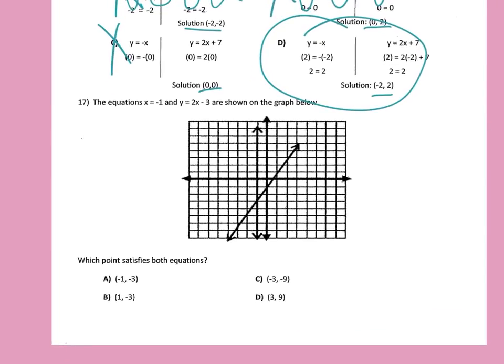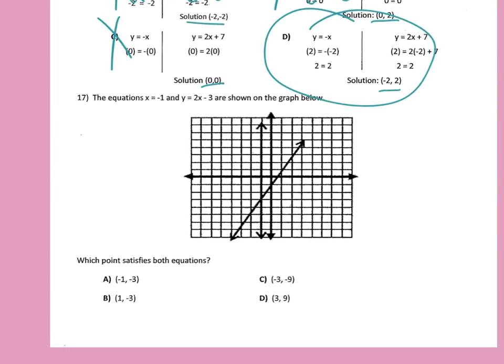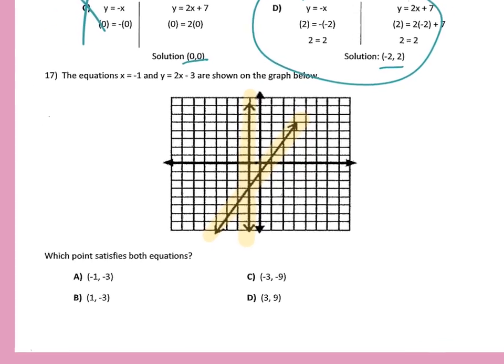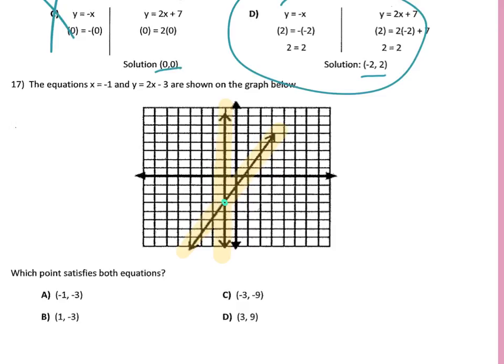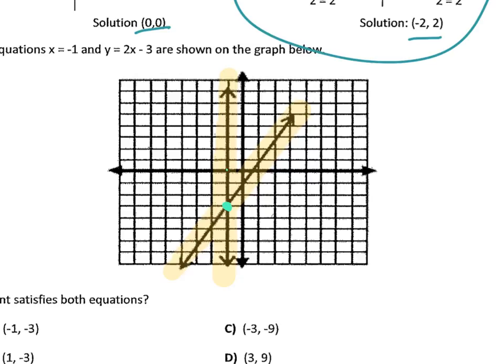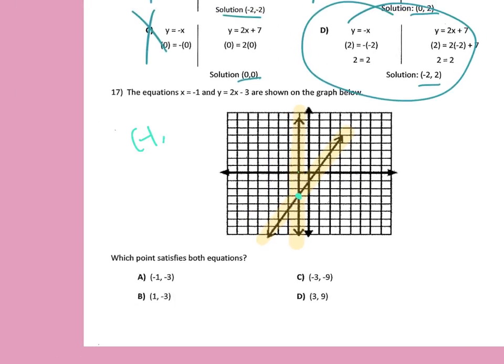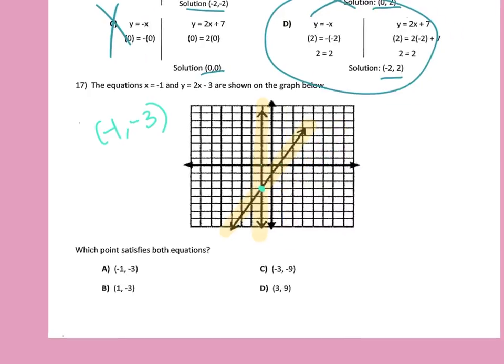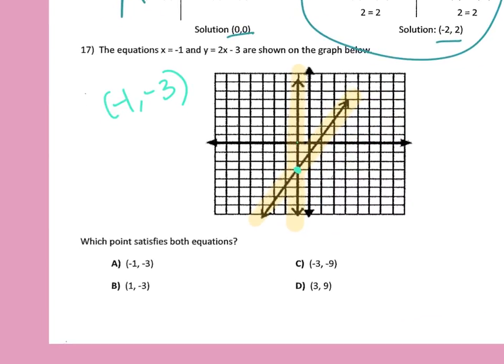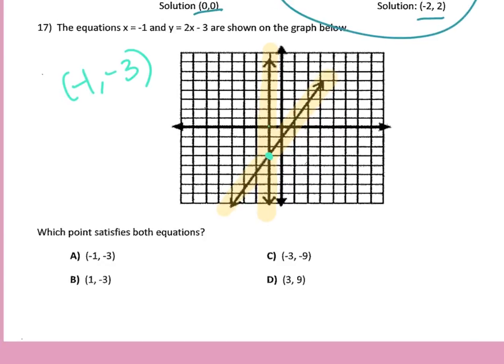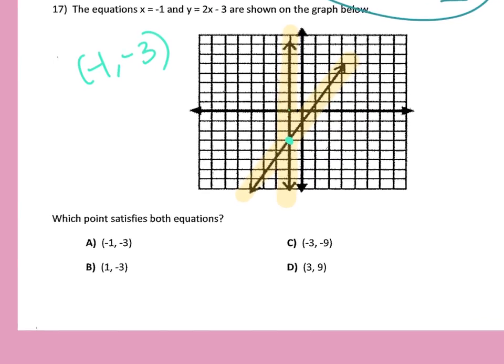Number 17, same thing. X equals -1 and y equals 2x minus 3 are shown on the graph below. So it's kind of hard to see them, but here is x equals -1, and here is your 2x minus 3. Okay? So which point satisfies both equations? So that's where they cross. That's where I see that they cross. And that's at -1, -3. Okay? And then just to double check, if you're not sure, if you can't see the graph very well on your test, you'll be able to see it a lot better, but check the other points.